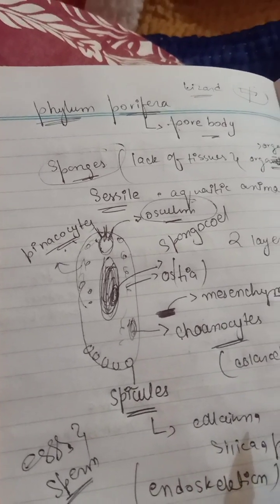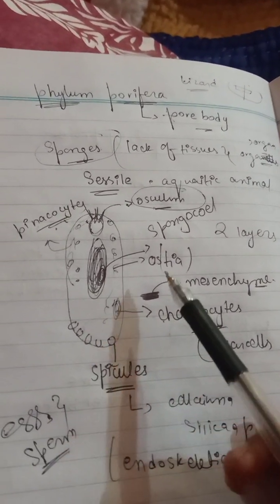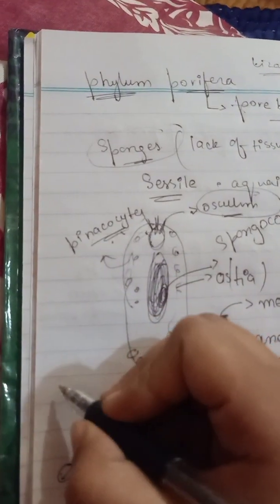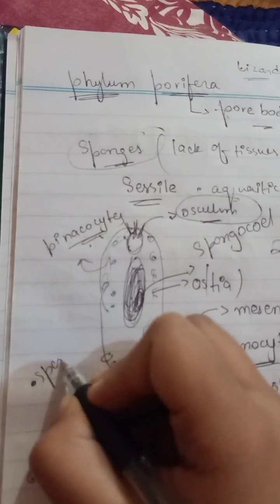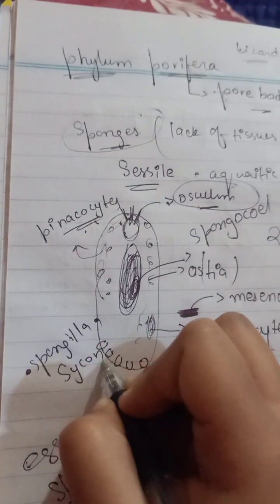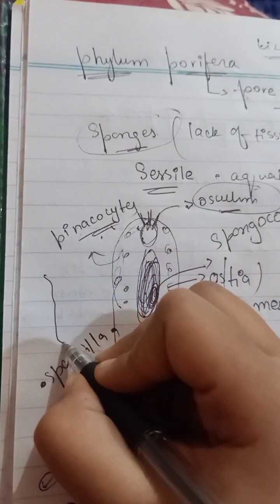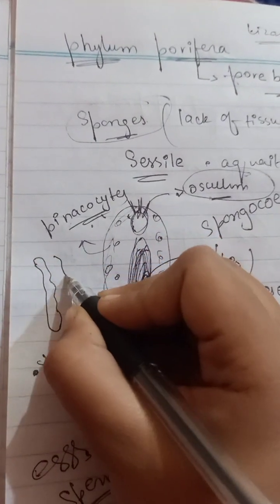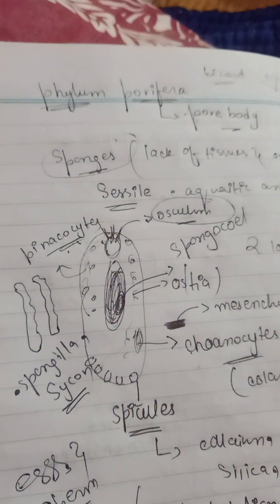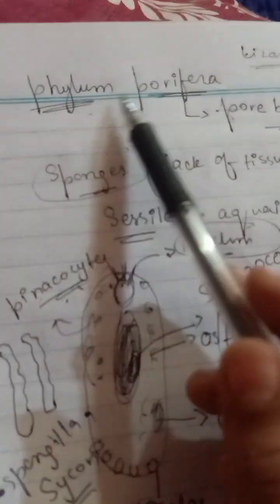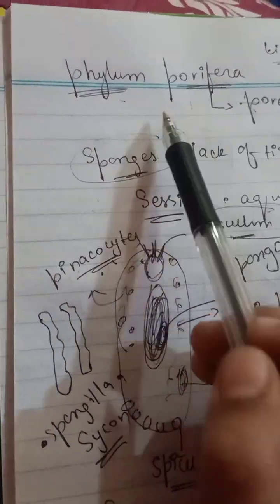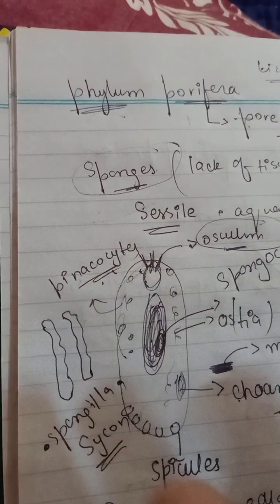Common examples of sponges are Spongilla and Scypha. Sponges have this kind of structure, and their body is not complex. So in the phylum Porifera we have the sponges. This was the general characteristics of the phylum Porifera.